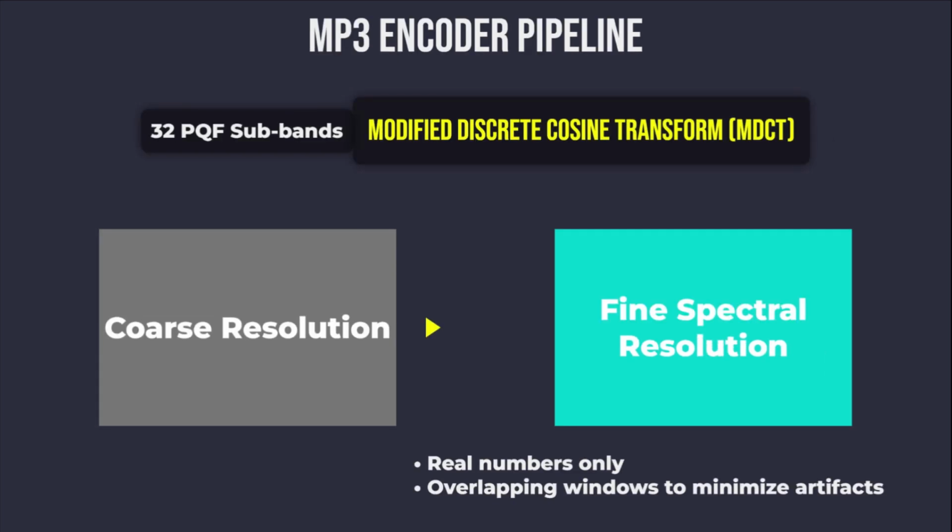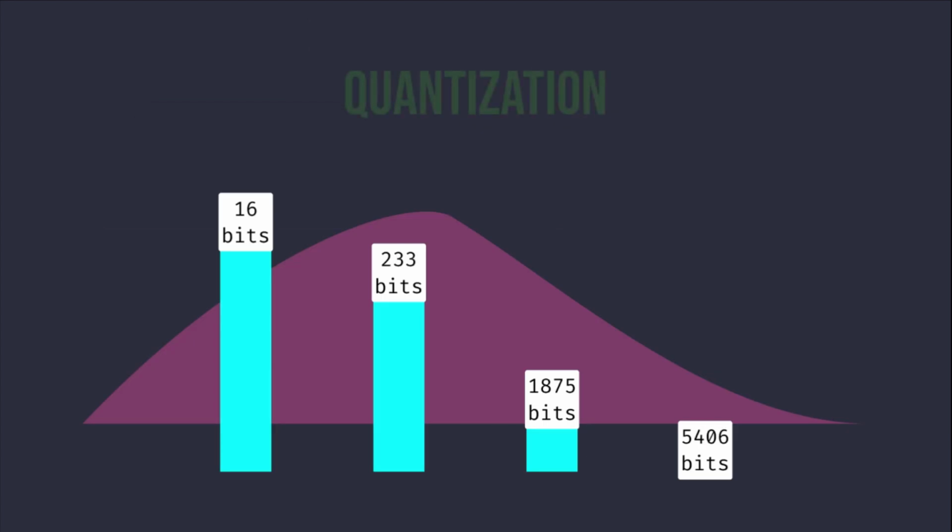The MDCT is closely related to the Fourier transform, but uses real numbers and overlapping windows to minimize artifacts at the frame boundaries. Quantization is the process of reducing the precision of the spectral coefficients. Based on the masking threshold calculated in the psychoacoustic model, the encoder determines how many bits are necessary to represent the amplitude of each frequency component.